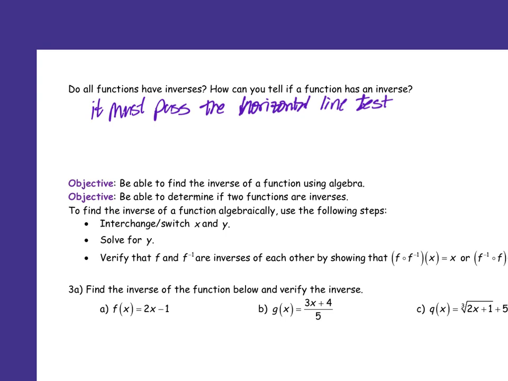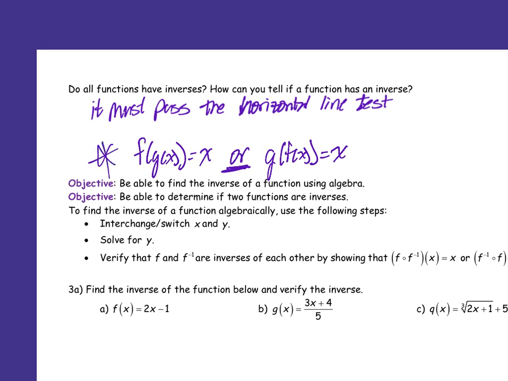I'm going to go back. How I tell algebraically if they're inverses is if I do this: f of g of x equals x, or, and this is a very important word, or g of f of x equals x. If I put them inside of each other, we just did a whole bunch of compositions, right? Last class and the class before. If I put one of my functions inside the other and it simplifies and I get left with x, they are inverses. And this is the rule.